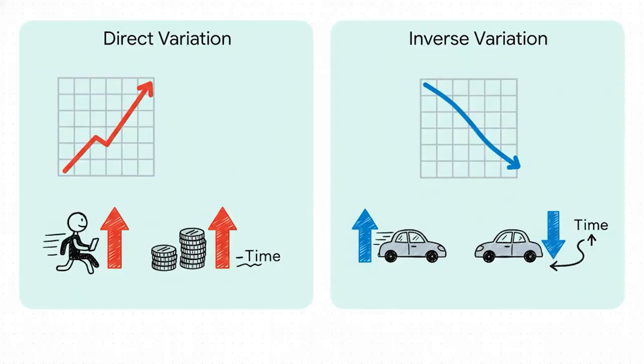First up is direct variation. This is the easy one. When one thing goes up, the other thing goes up with it. The classic example, the more hours you work, the more money you earn. Simple. And the flip side is inverse variation. You can probably guess this one. As one thing goes up, the other goes down. Think about driving. The faster your speed, the less time it takes to get there. They move in opposite directions.